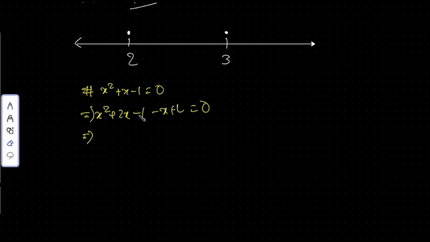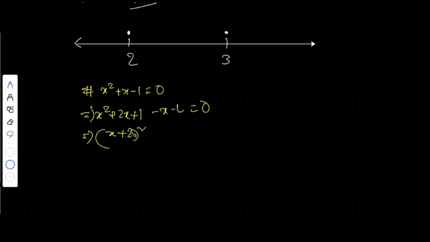Plus 1. Okay, I've done it wrong. It should be minus 1. There should be plus 1. Then there would be minus 2. Okay, this should be done now. x plus 2, x plus 1 whole square.